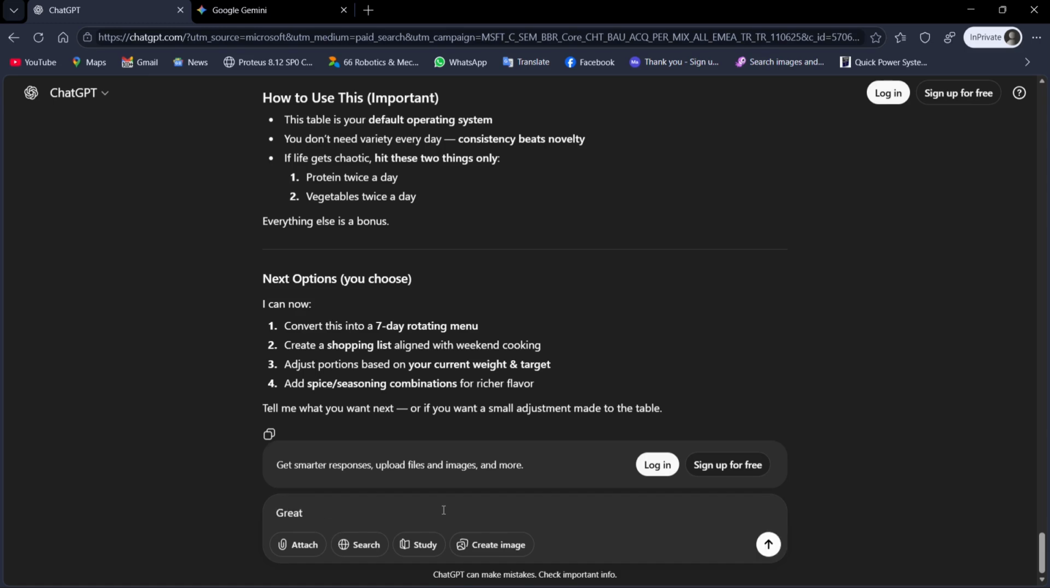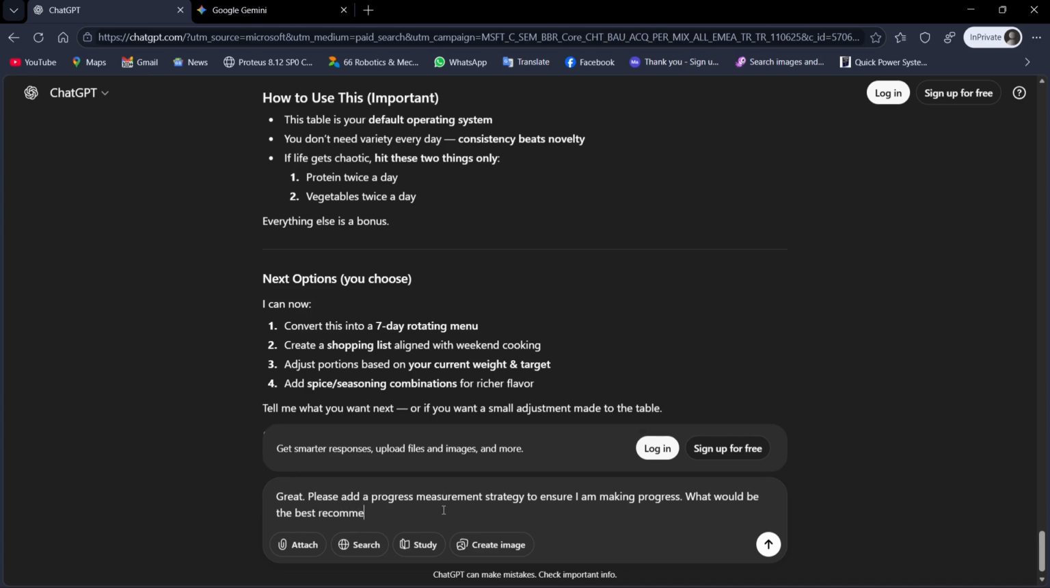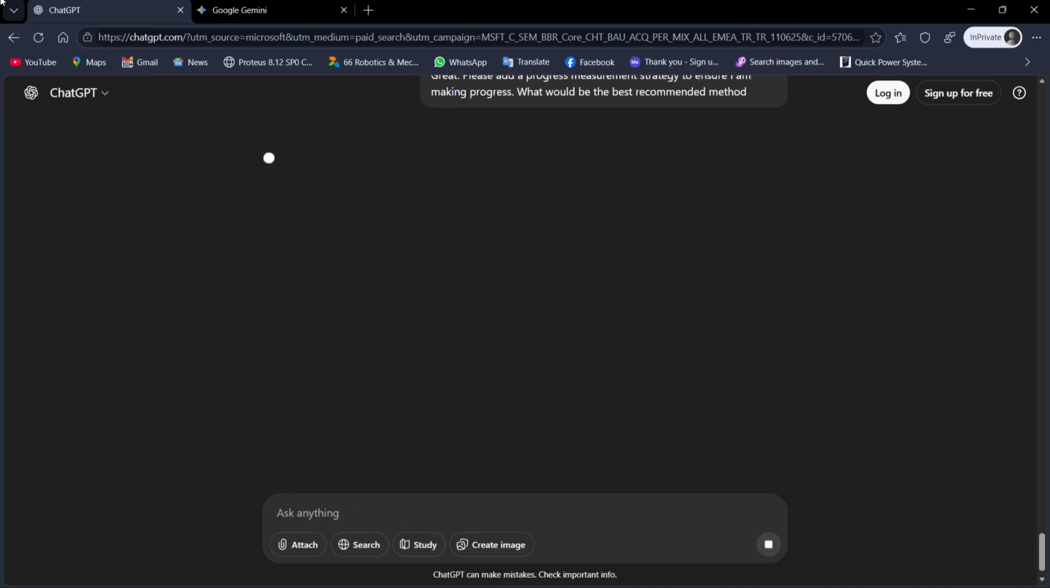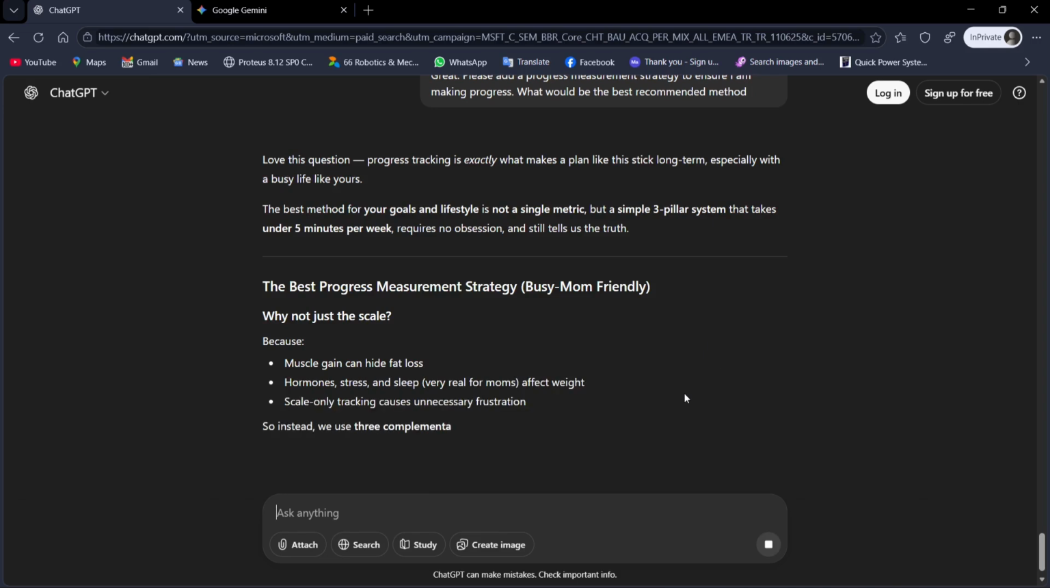I'll say, great, please add a progress measurement strategy to ensure I am making progress. Let's say, what would be the best recommended method? Let's see what ChatGPT gives as a recommended method to measure the progress of the entire project.